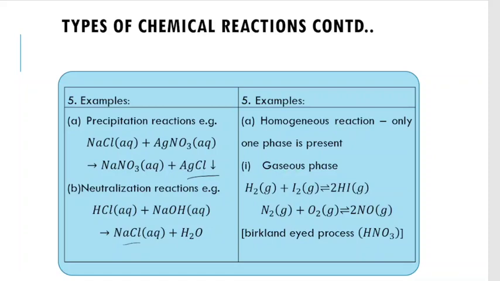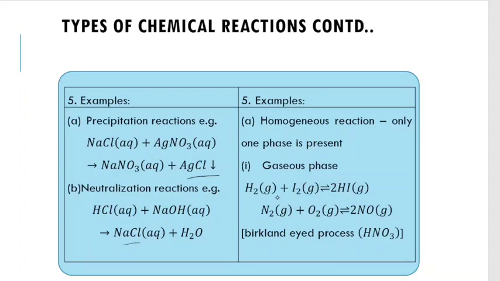Reversible reactions, of course, are of two types. Suppose the reactants and the products both exist in the same phase, either in the gaseous phase or in the solid phase, only one phase. Then you can say that they are homogeneous reversible reactions.